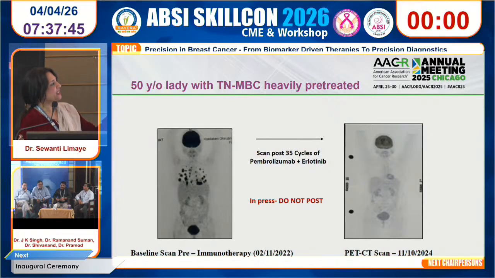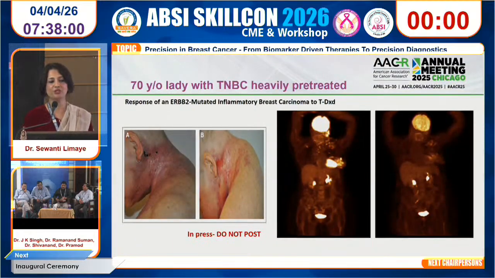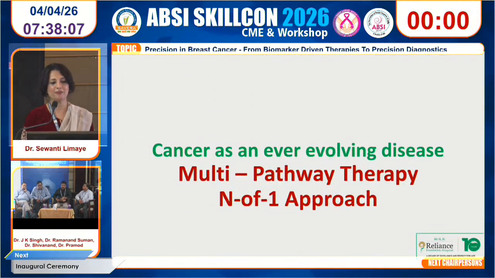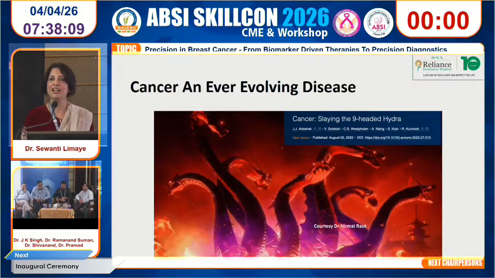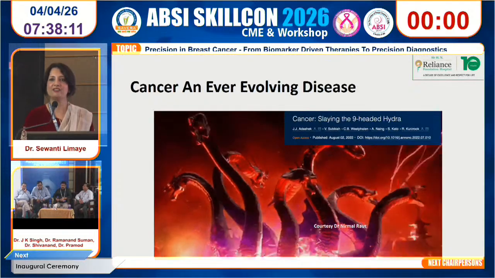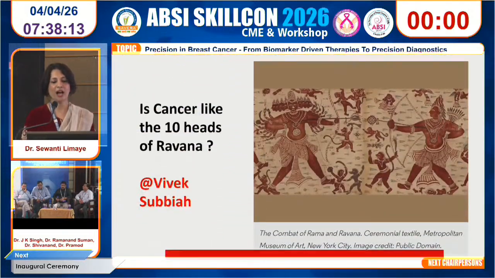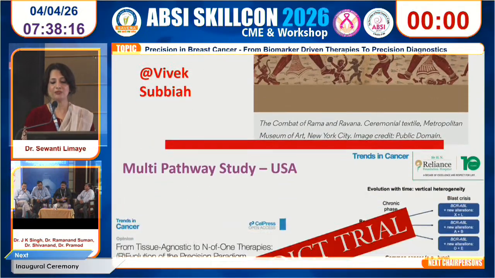This is triple-negative breast cancer, and you can see she has more than 20 lesions in her lung, and complete response with pembrolizumab, failed therapy, found to have EGFR amplification, treated with erlotinib, and complete remission. Here again, ERBB2 mutation, complete disappearance with TDXD. Multi-pathway therapy, because cancer is an ever-evolving disease, and you have to consider multi-pathway multiple times.